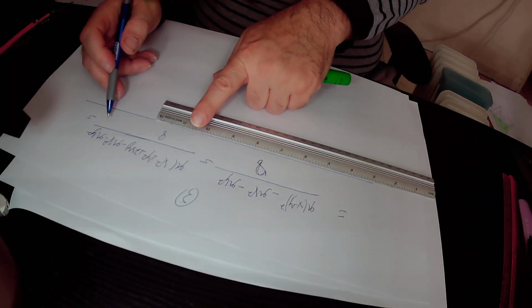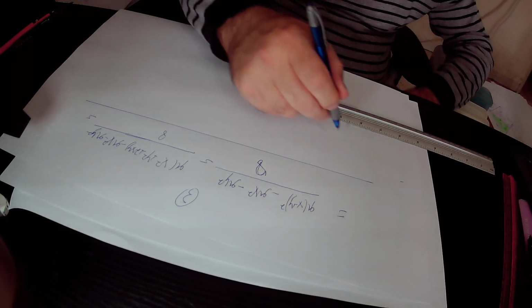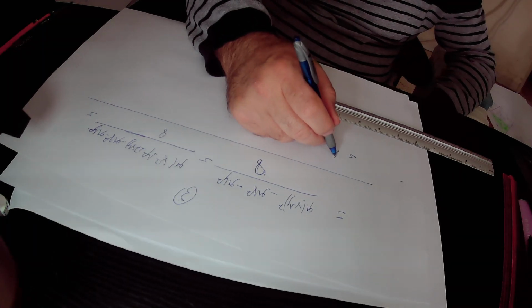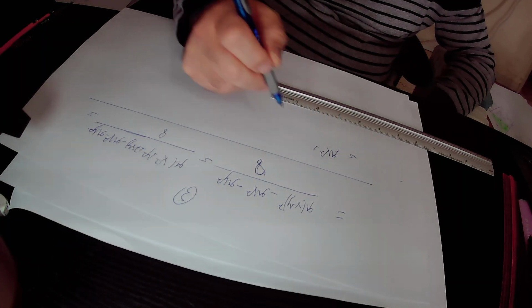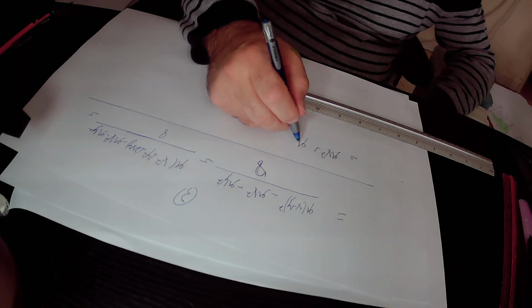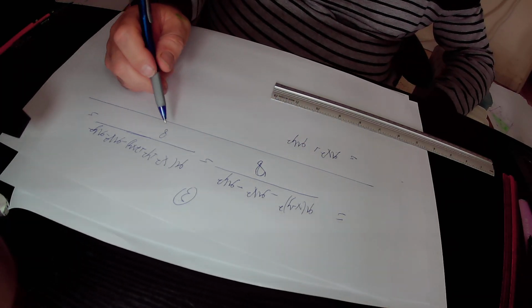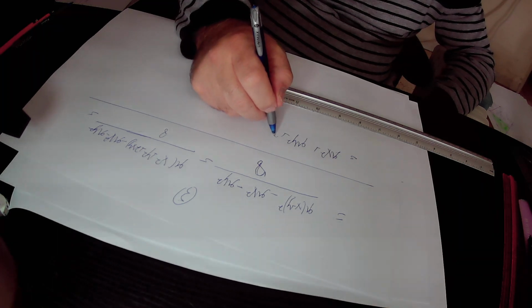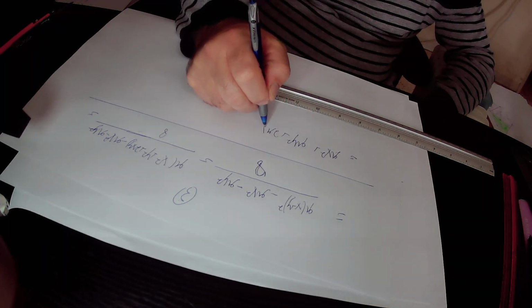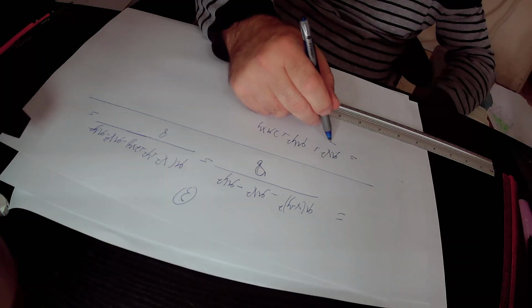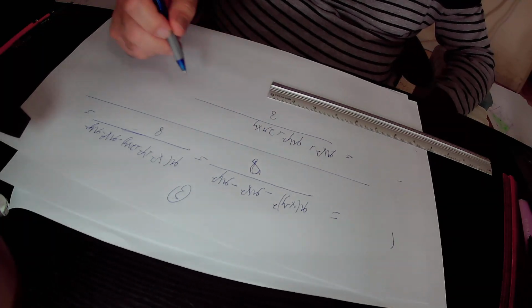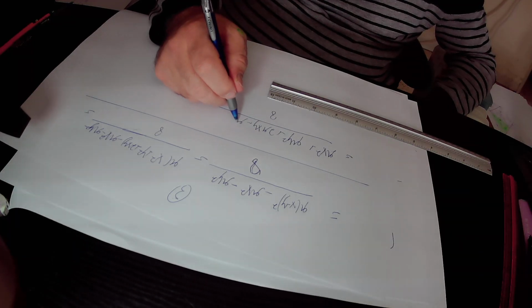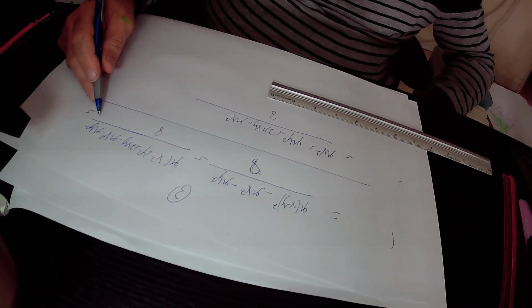So we'll open the brackets of this expression and we get that we have here pi times x squared plus pi times y squared plus 2 pi xy, divided by 8. Here we have minus pi x squared minus pi y squared.